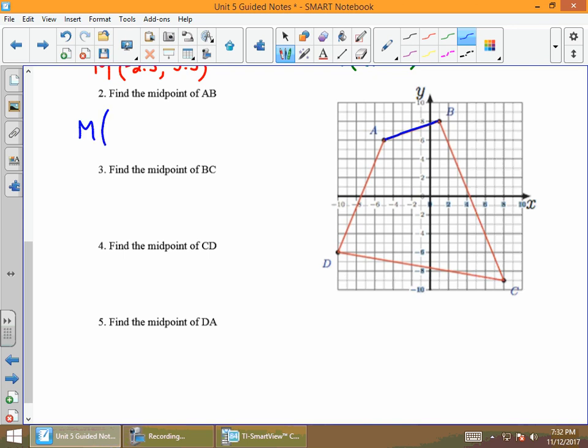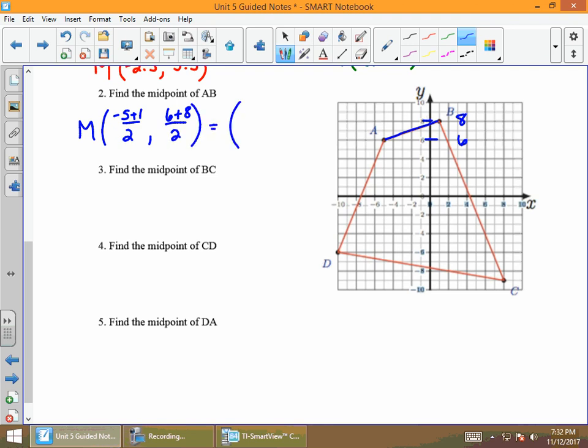And the midpoint, it is the x values. So what is the x value of this first one? I'm going to kind of write them in. My x value here is -5. My x value for B is at positive 1. So this is -5 plus 1 divided by 2. My y values, up here at 6 and up here at 8. So 6 plus 8 divided by 2.